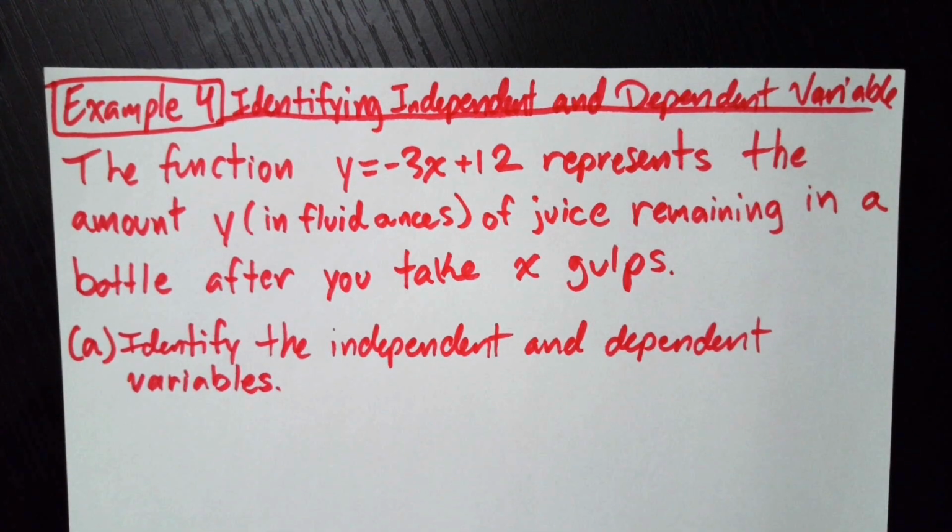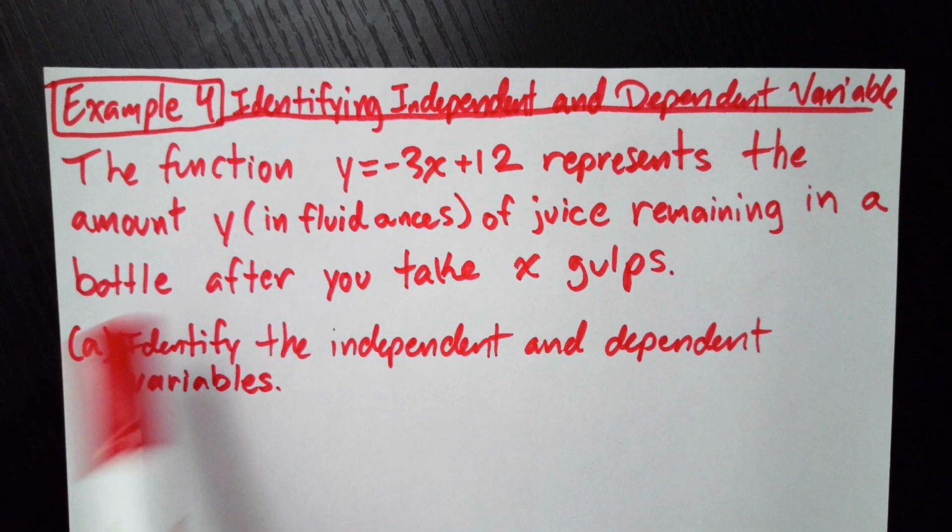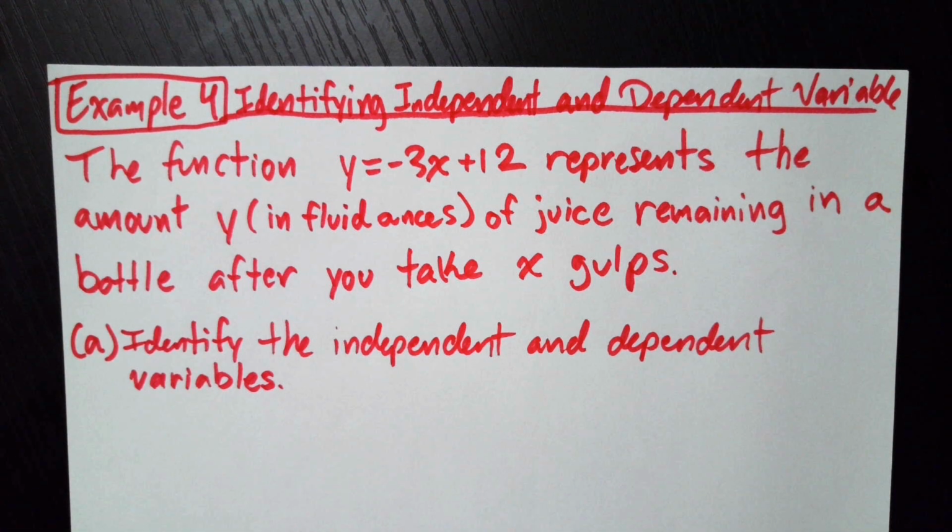So example 4 for the notes is identifying independent and dependent variables. The function y is equal to negative 3x plus 12 represents the amount y of juice remaining in a bottle after you take x amount of gulps. Y is represented in ounces, so we're talking about a drink, something liquid.